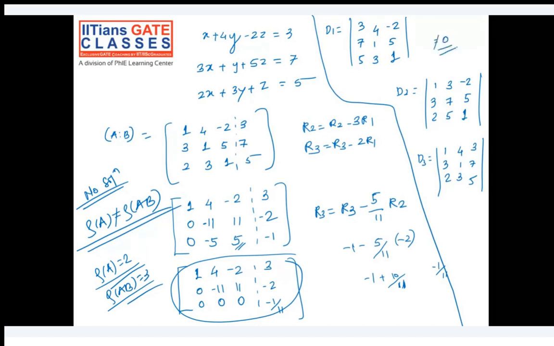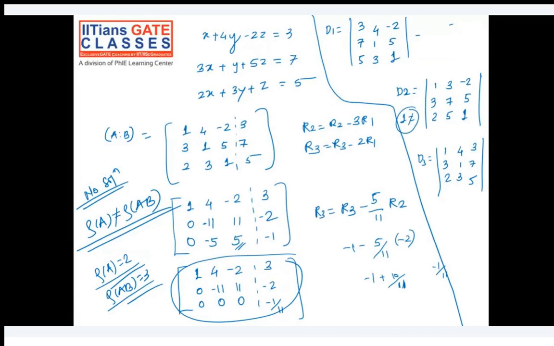Let's find D1. Vishal got minus 2. Anyone else got minus 2 here? 3 into 1 minus 15. Someone is typing, let's wait. D1 is 0. What about D2 and D3? D2 is 1, D3 is 0. So D2 is 1, which means it's non-zero, right? So if at least any one of D1, D2, D3 is non-zero, you will have no solution, right?